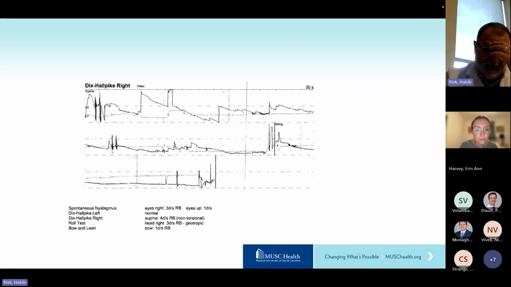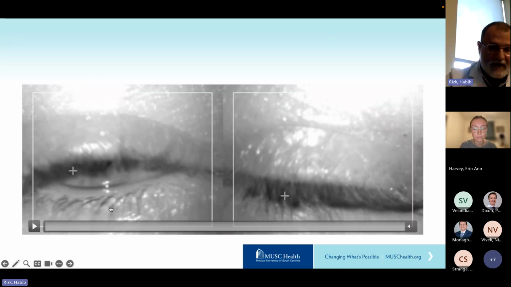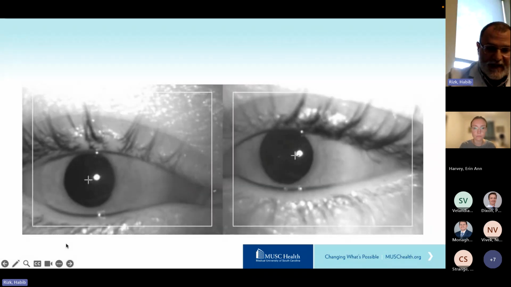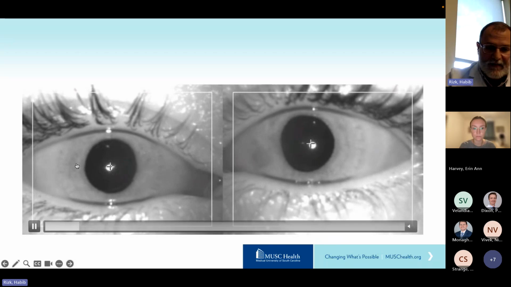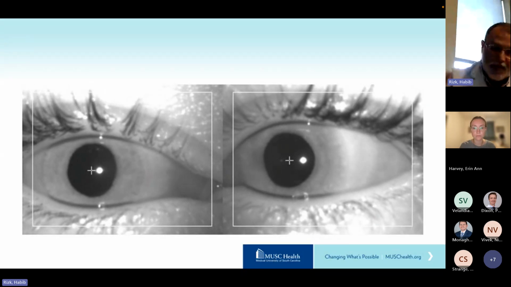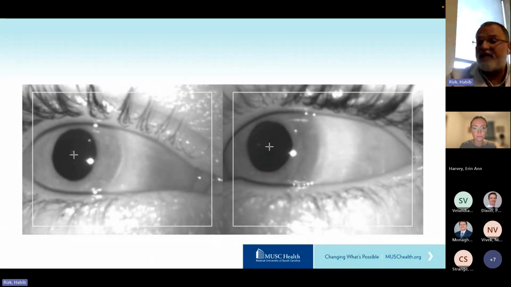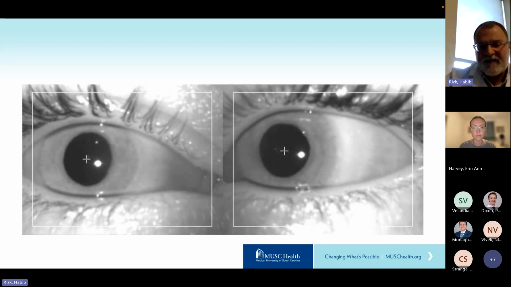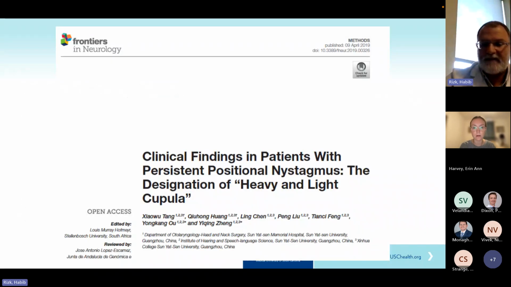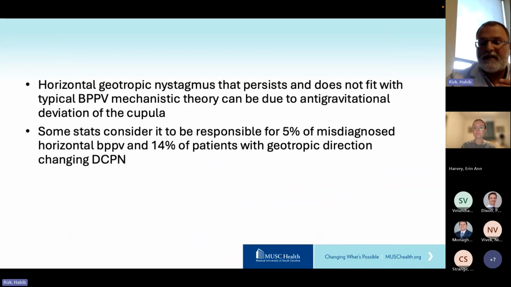Her outside VNG showed a mild positional right beating nystagmus, and in my clinic on exam, when we laid her to the right side, she had a couple of seconds of a right beating torsional geotropic nystagmus, followed by a very low and slow right beating horizontal nystagmus that did not fatigue after several minutes. So she had something that looked like BPPV, but then this very slow horizontal beating nystagmus following it. Which brings us to the light cupula concept.